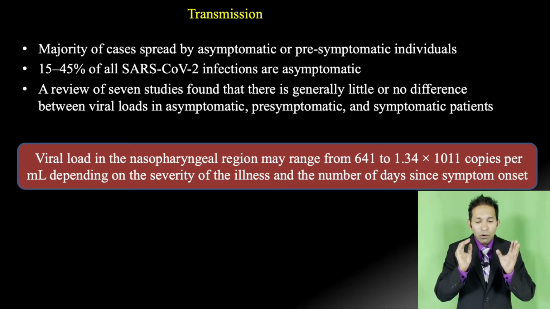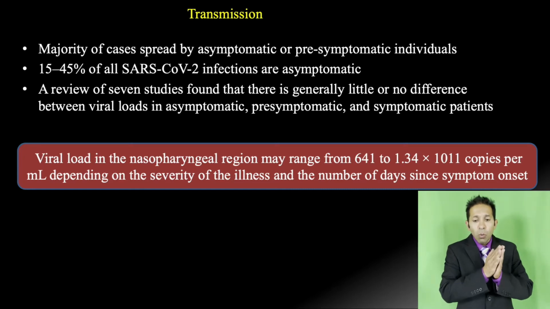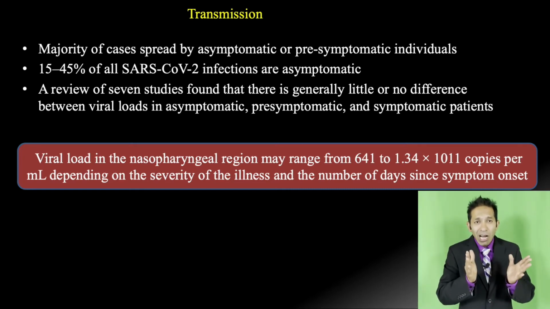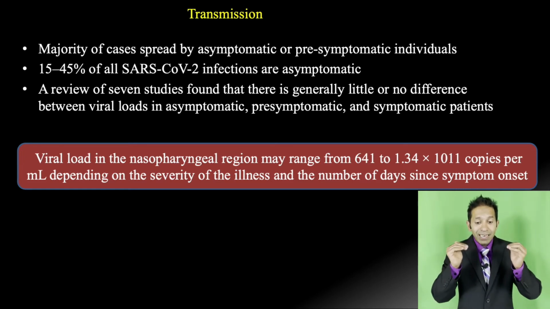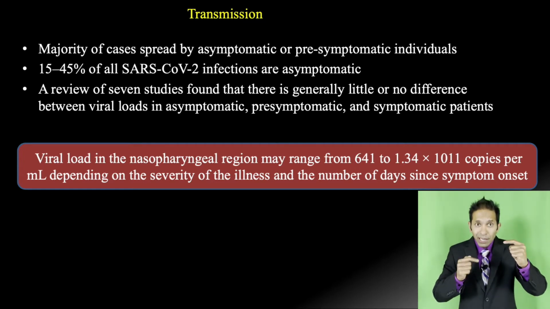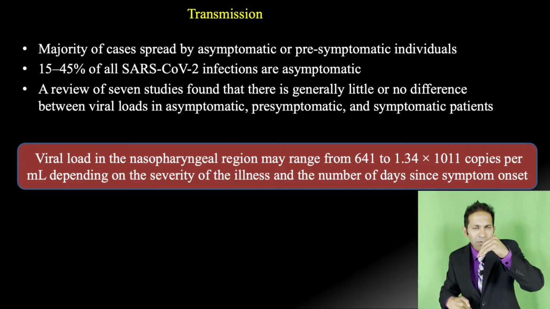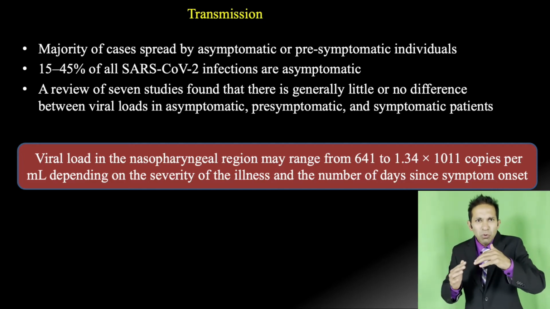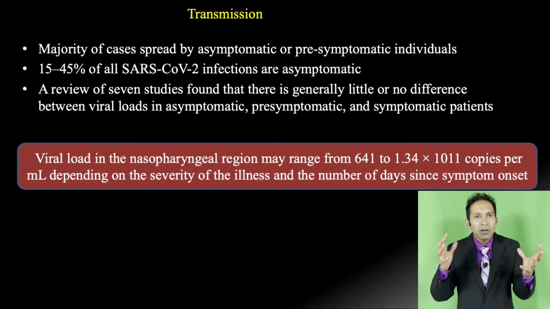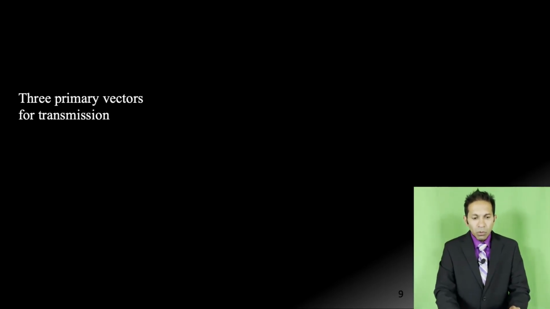Now, the last point on this slide is viral load in the nasopharyngeal region. It may range from 641 to 1.35 multiplied by 1000 copies per ml, depending on the severity of the illness and number of days since symptom onset. Now, this viral load in the nasopharyngeal region will keep on going down after the first week of illness, and after 2 weeks, in an immunocompetent host, you might not be able to detect it, okay?